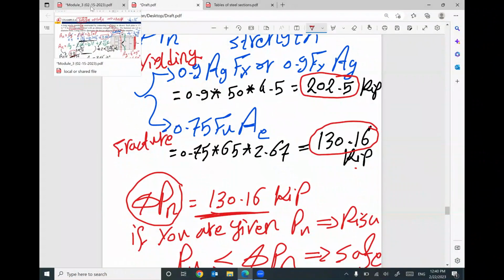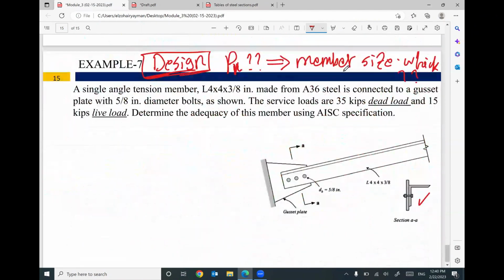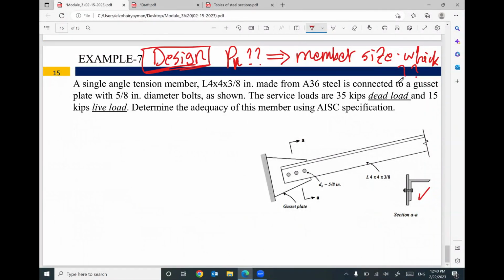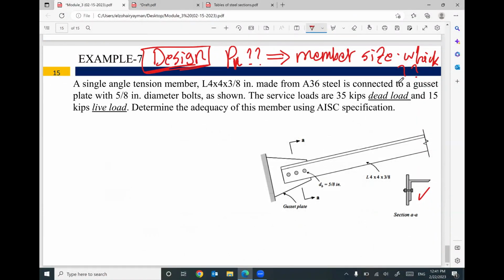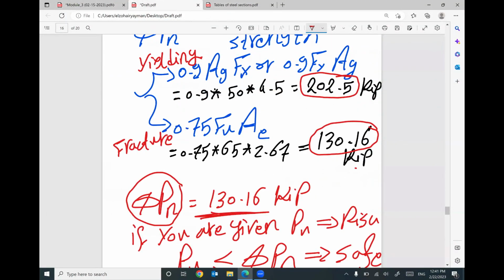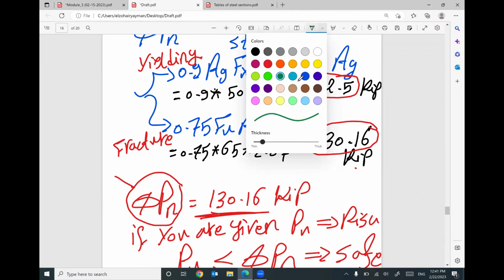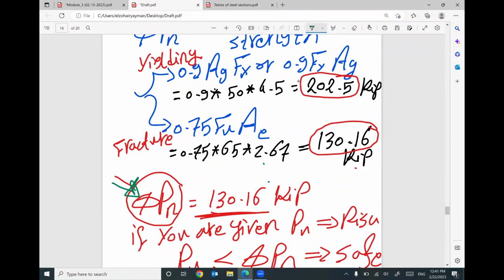One more example. In this example, I will assume that the smallest value between yielding and fracture is the answer for design ultimate strength. Yes, the final answer in the previous example. Your design tensile strength of your member will be this value.